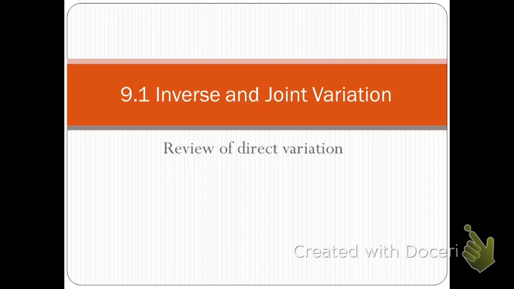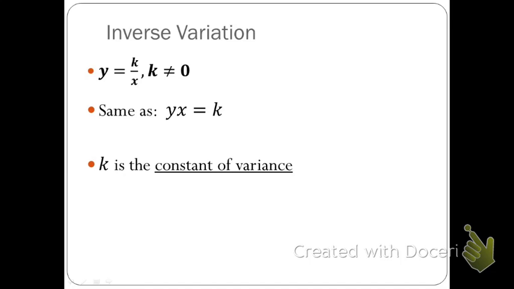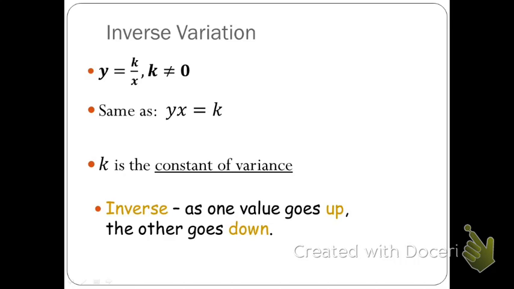So it's 9.1 in your book, and it's called Inverse and Joint Variation with a little bit of review of direct variation. Excellent. Okay, well, what is inverse variation? Inverse variation is y equals k over x. Inverse meaning as one thing goes up, the other thing is going to go down. So here we go. There it is at the bottom. So if y is going up, then x will go down. If x is going up, then y will go down, and vice versa.